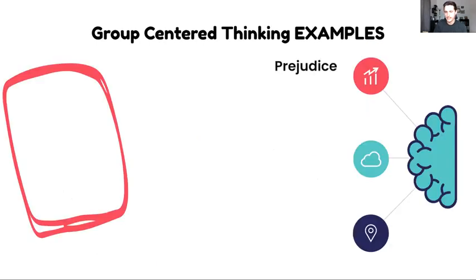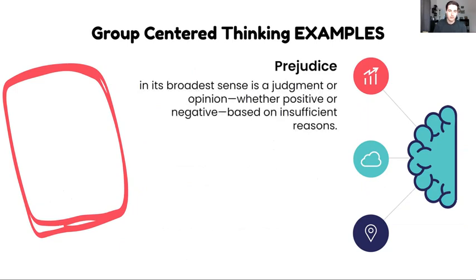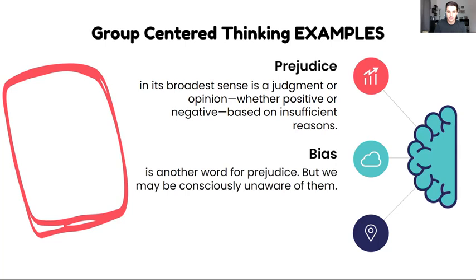So group-centered thinking examples, I'm sure we can think of quite a few. Again, this is not exhaustive. Prejudice, right? In its broadest sense, a judgment or opinion, whether positive or negative, based on insufficient reasons, can certainly violate our notions of critical thinking. Bias or biases, this is perhaps another word for prejudice, but we may be consciously unaware of them. So there's been a greater emphasis in the scientific and philosophical literature recently about implicit bias and conversations about policing implicit bias in academia, in lots of different areas of life, that we may even have biases that we're unaware of. And how do we counteract that?